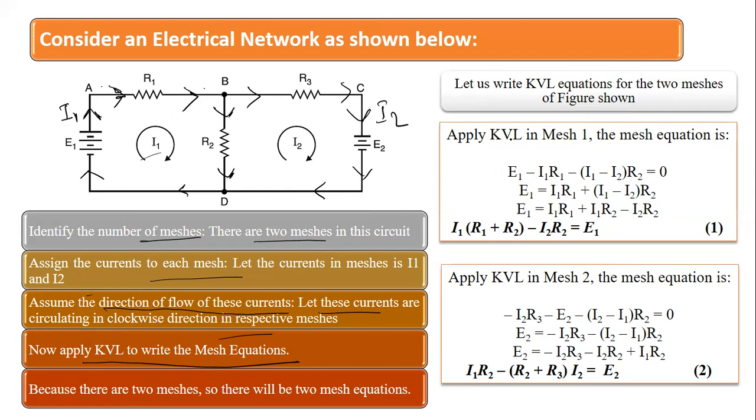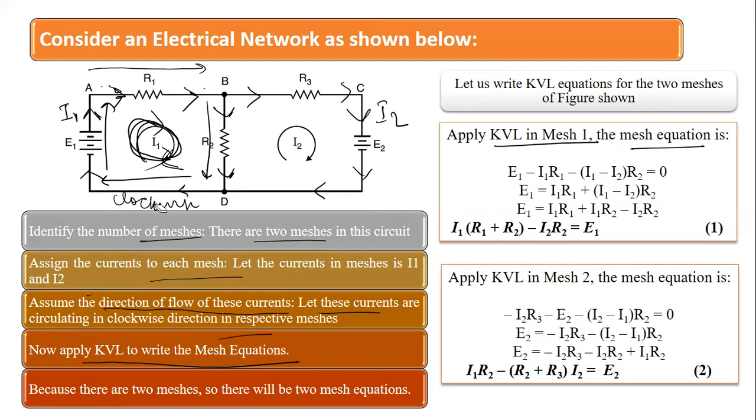So let us write the KVL equation here. KVL equation for mesh one is, okay. So let us understand this thing. Now here, if you see, how are we going? How we are going from A to B, B to D, D to then this node, and then back to A, right? This is how we are moving. If we see this current, we are moving clockwise, right?